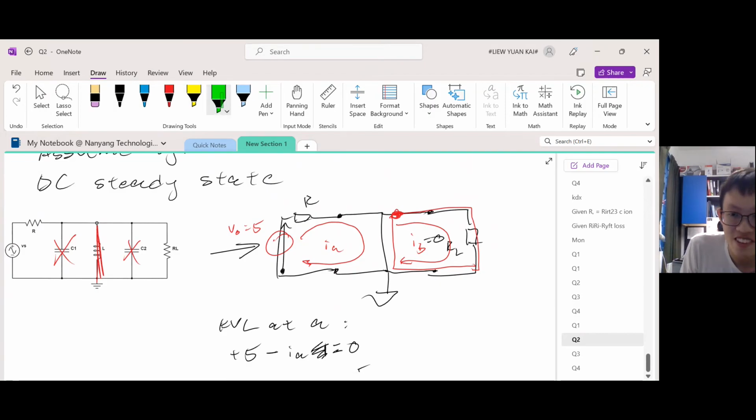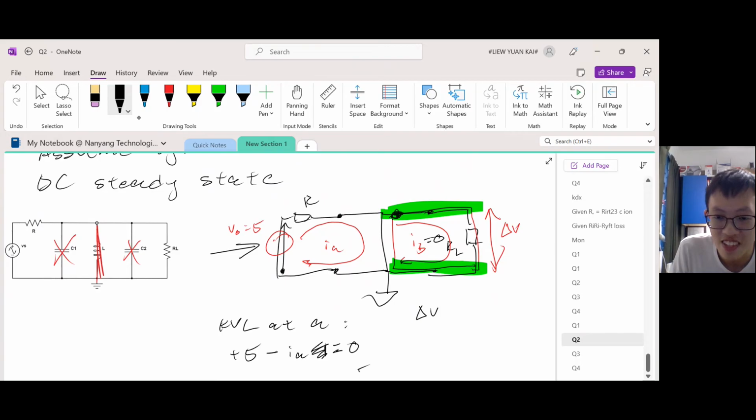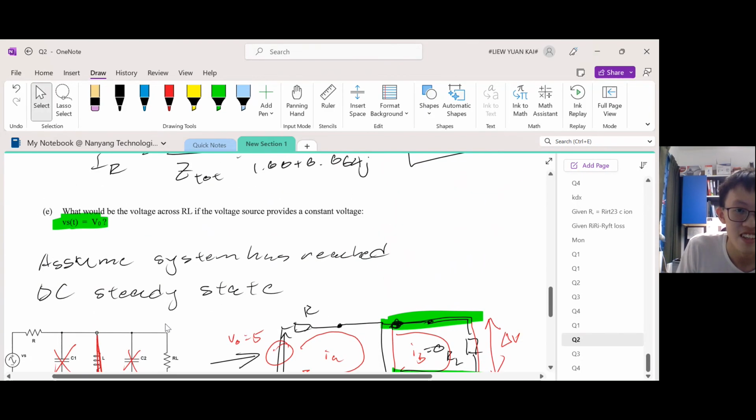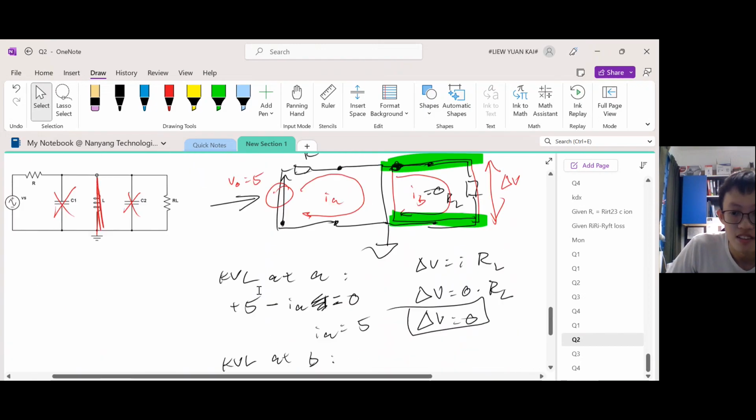How are we going to find the potential difference across RL? What we need to use is delta V equals I times R. In this case, we use RL. We know that IB is equal to 0, so there's no current flowing through here. So this is 0 times RL, which is just 0. So the voltage across RL is actually 0. Yeah, so this is the answer. I think that's all.